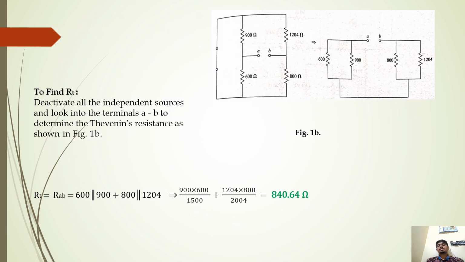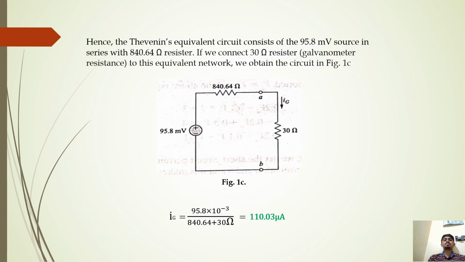Find RT. Deactivate all the independent sources and look into the terminals A and B to determine the Thevenin resistance, as shown in the figure. RT is equal to RAB is equal to 600 parallel to 900, plus 800 parallel to 1204. We get 900 into 600 by 1500 plus 1204 into 800 by 2004, which is equal to 840.64 ohm. Hence, the Thevenin equivalent circuit consists of a 95.8 millivolt source in series with 840.64 ohm resistance.